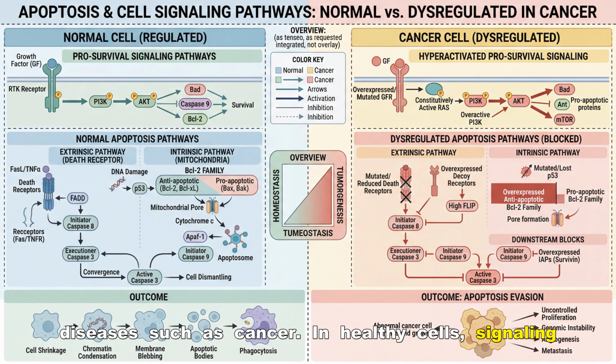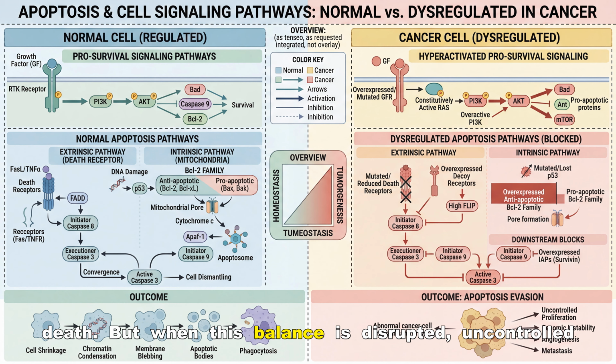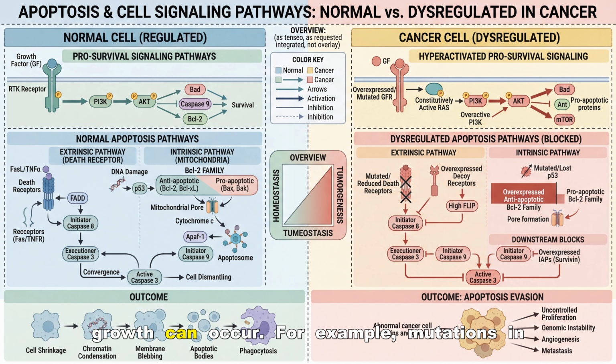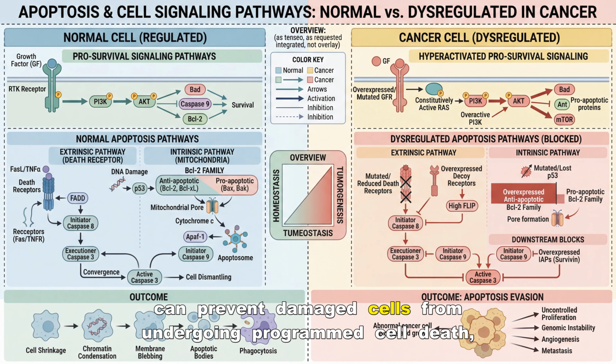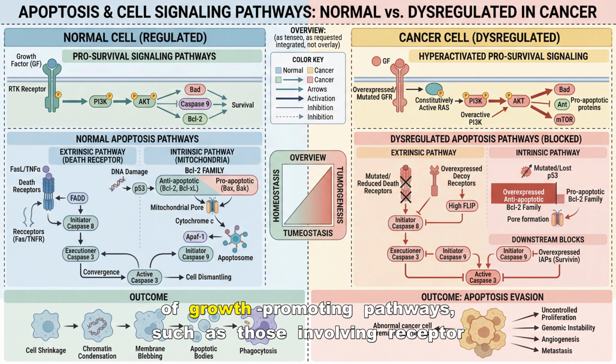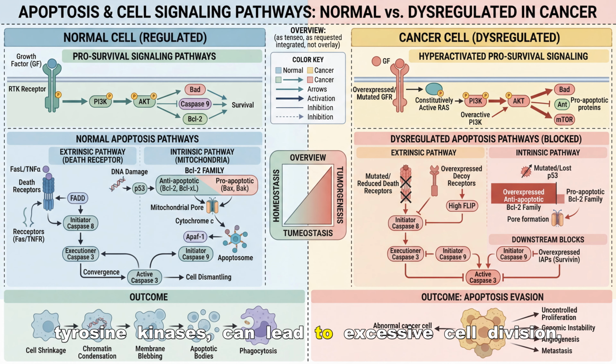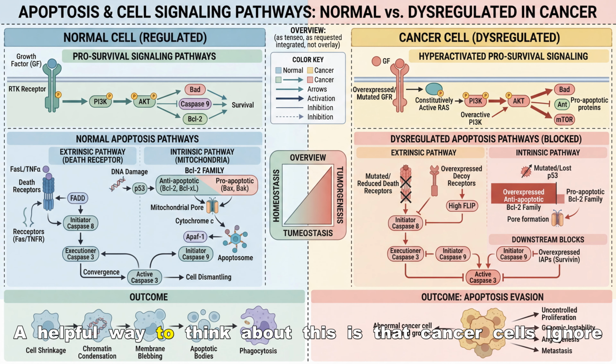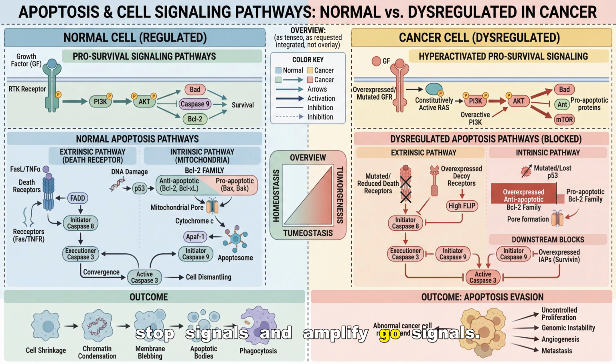In healthy cells, signaling pathways carefully balance cell proliferation and cell death. But when this balance is disrupted, uncontrolled growth can occur. For example, mutations in genes that promote apoptosis, such as p53, can prevent damaged cells from undergoing programmed cell death, allowing them to survive and proliferate. Similarly, overactivation of growth-promoting pathways, such as those involving receptor tyrosine kinases, can lead to excessive cell division. A helpful way to think about this is that cancer cells ignore stop signals and amplify go signals.